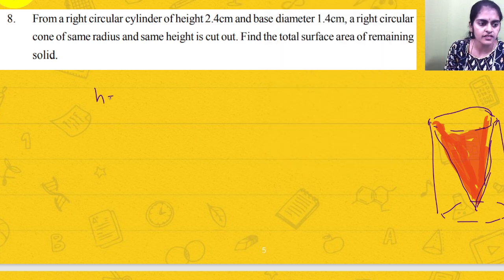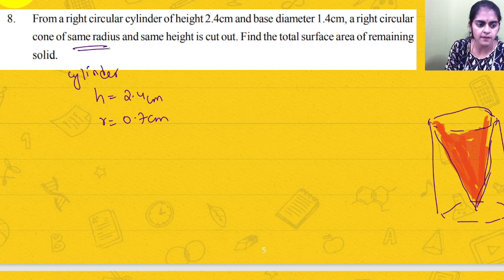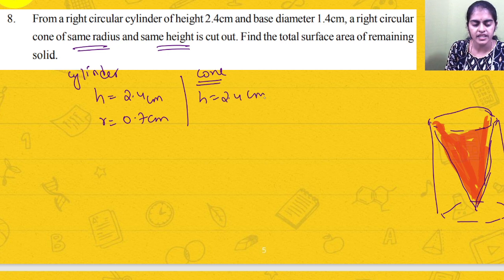So height of the cylinder is 2.4 and diameter 1.4. So radius 0.7, half of 1.4. So this is for the cylinder. Okay, and a right circular cone of the same radius, same height. So cone radius and cone height are also the same. I have drawn the figure, see. Find the total surface area of the remaining solid.